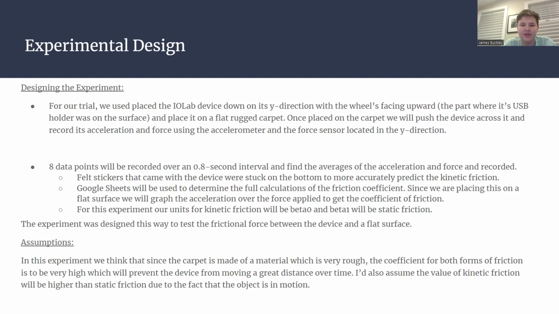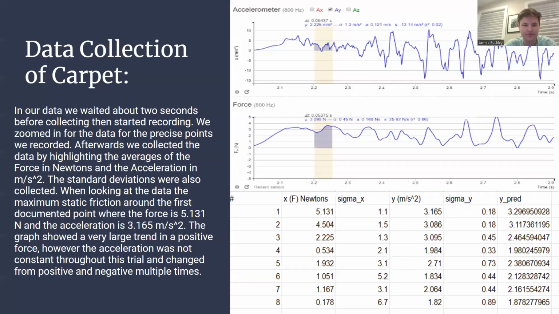For this experiment, our units for kinetic friction will be beta 0 and for static friction, beta 1. I'll explain that also in the next few slides. The experiment was designed this way to test the frictional force between the device and a flat surface. Some assumptions going into this: since the carpet is made of material that is very rough, the coefficient for both forms of friction is expected to be very high, which will prevent the device from moving a great distance over time. I'd also assume the value of kinetic friction will be higher than static friction, since the object is in motion.